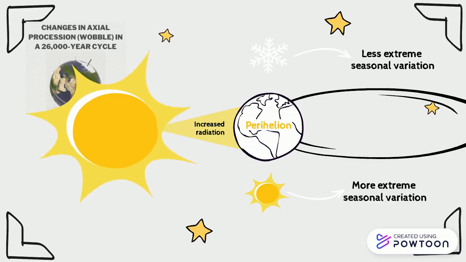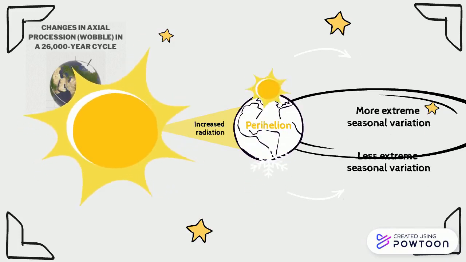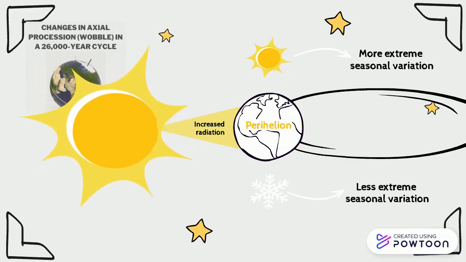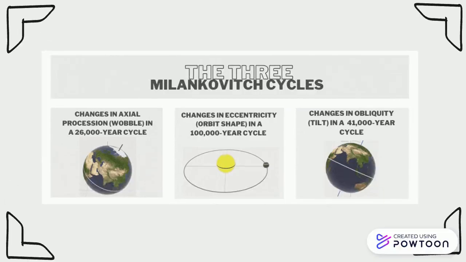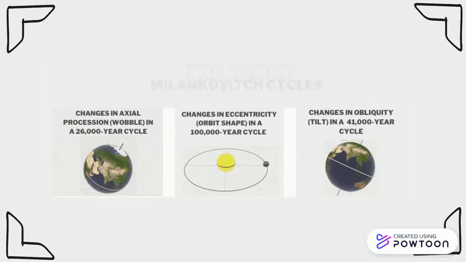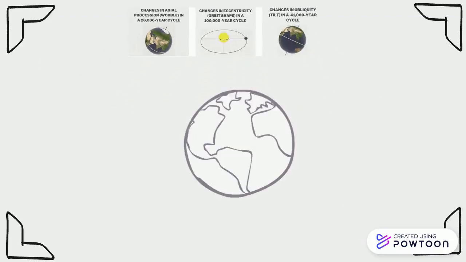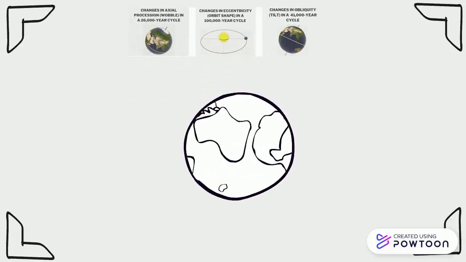However, precession will cause the situation to be reversed in 13,000 years. Then, the perihelion will take place in winter at the southern hemisphere and summer at the northern hemisphere. The precession changes every 26,000 years. All three discussed cycles combine into a complex process that has been taking place on Earth for billions of years.